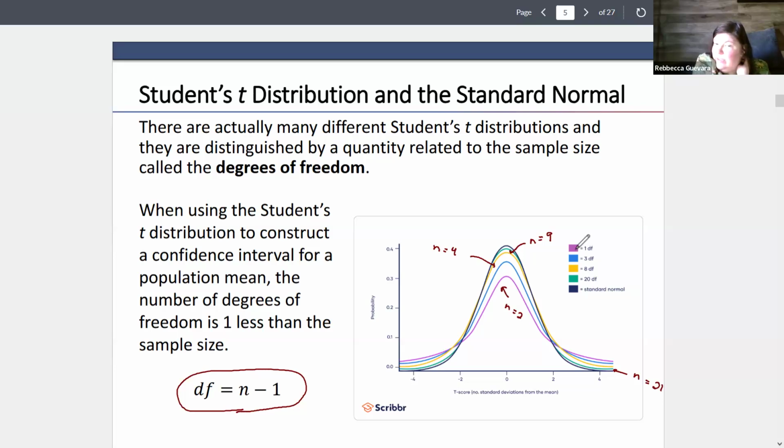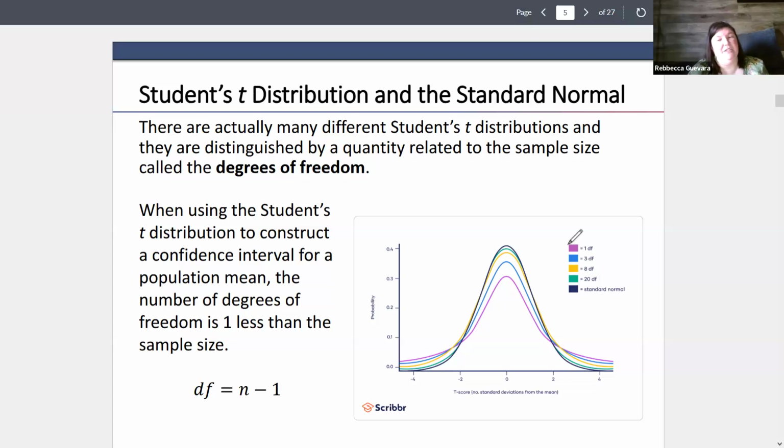Going like this, we see that the purple curve has the least amount of degrees of freedom. It's squished down a lot more. What happens is it has to contain the same area. So even though we squished it down, that means the tails have to get fatter. So it changes the shape a little bit.